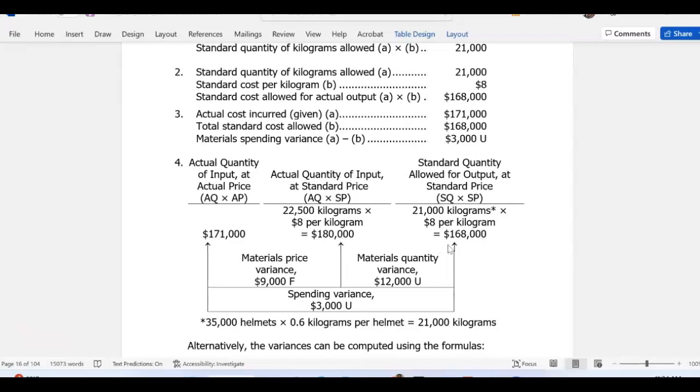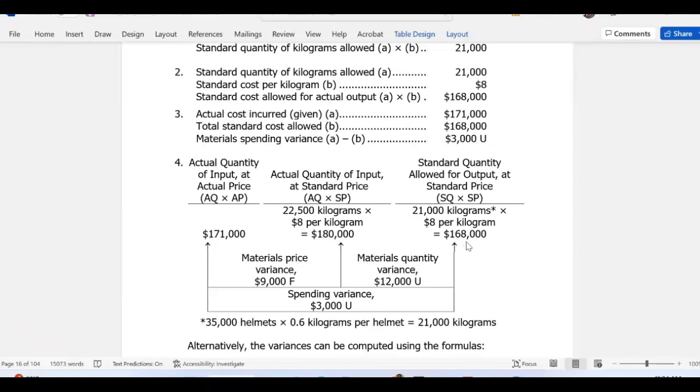Now let's listen carefully to how I'm comparing. In this group, standard price and standard price is the same thing, right? So what's the difference? The difference is quantity, because here it says standard price, here it says standard price. So we call this material quantity variance.